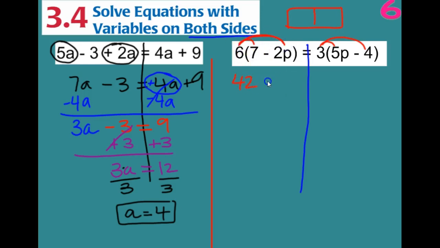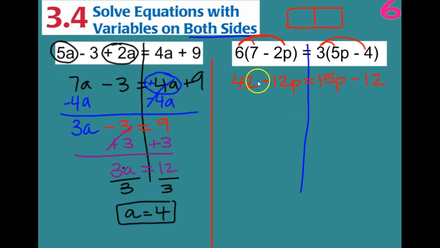6 times negative 2 is negative 12 with the p. On this side, 3 times 5 is 15 with p. And 3 times negative 4 is negative 12. So now we can't combine any like terms because we have a letter and just a number, but we can move them all to the same side.